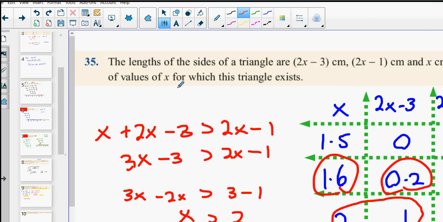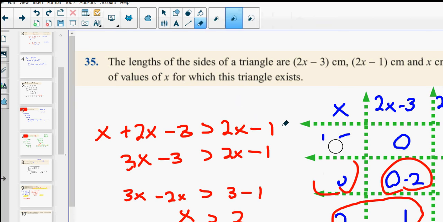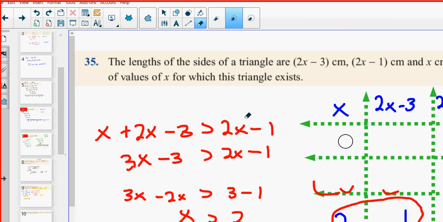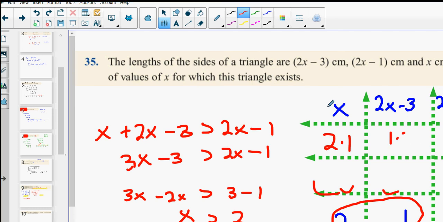What happens if I try 2.1? Should 2.1 work? Let's see if 2.1 works. 2 times 2.1 is 4.2, take away 3 is 1.2. 2 times 2.1 is 4.2, take away 1 is 3.2. Are the two smaller sides bigger than the third side? There you go, it works. Do you have to do all that mumbo jumbo I did over here? What do you have to do? Figure out what the two smaller sides are, add them together, and say that they have to be bigger than the big side. Does that make sense? Awesome.